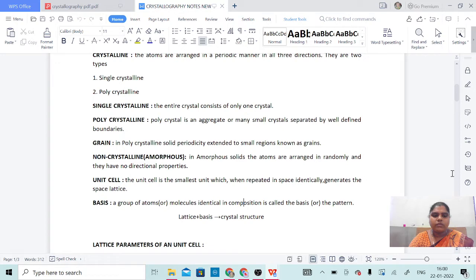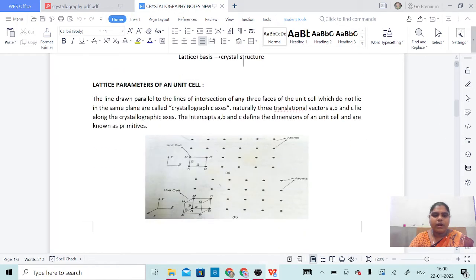Next, let us see the lattice parameters of a unit cell. Here is a unit cell structure. Lines drawn parallel to the lines of intersection of any three faces of the unit cell, which do not lie in the same plane, are called crystallographic axes.